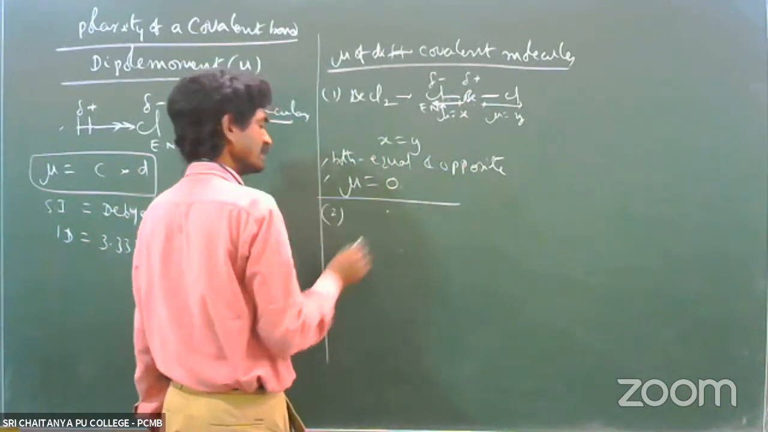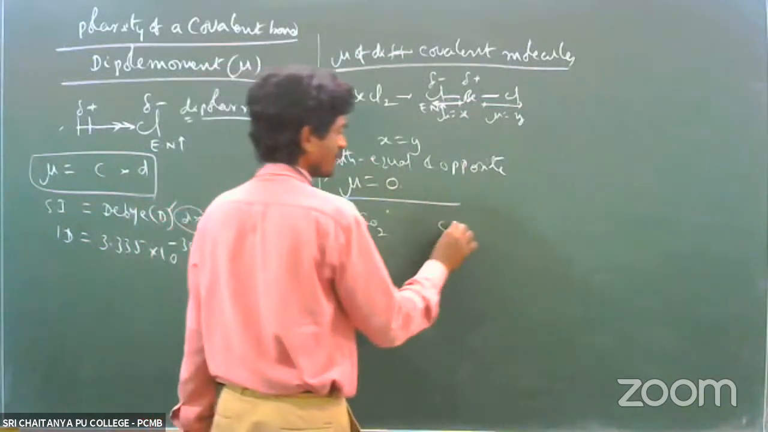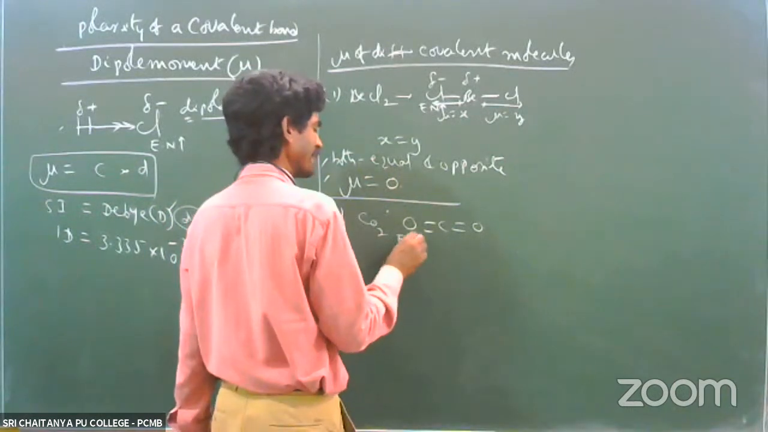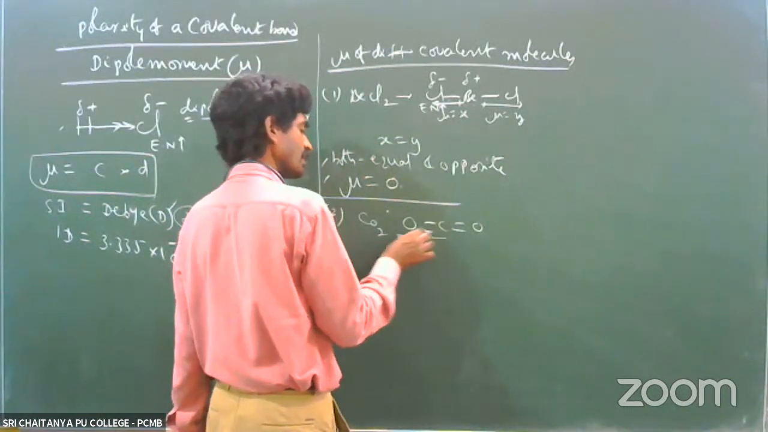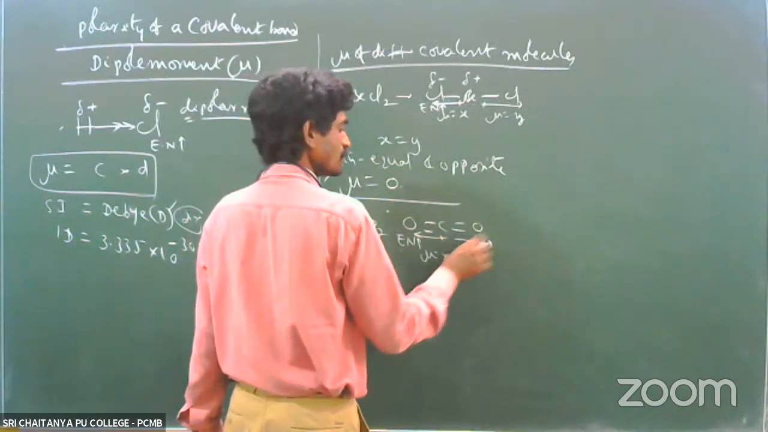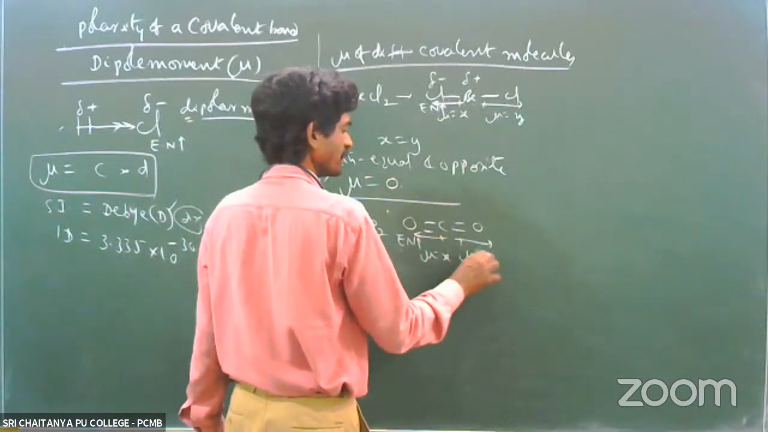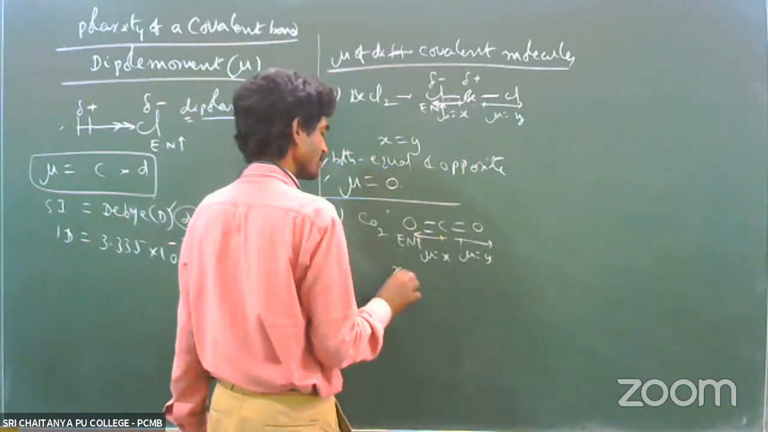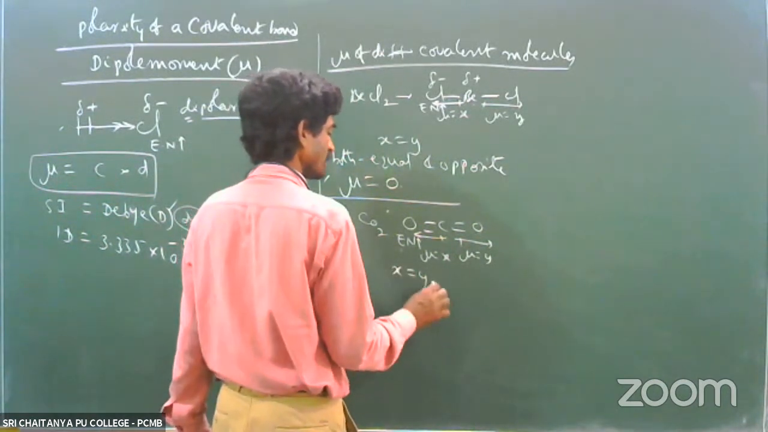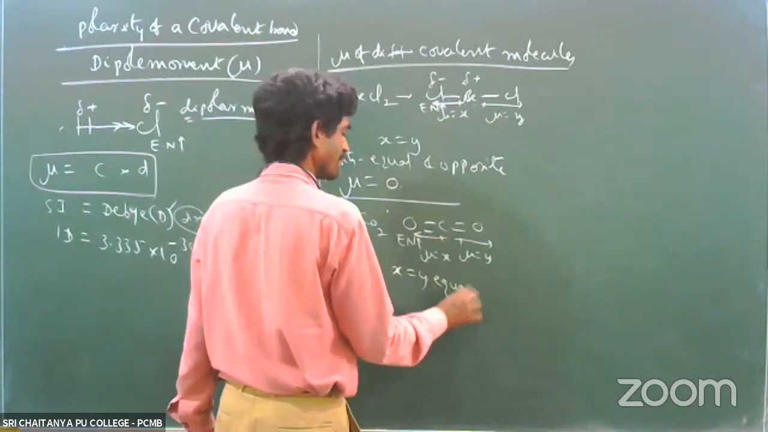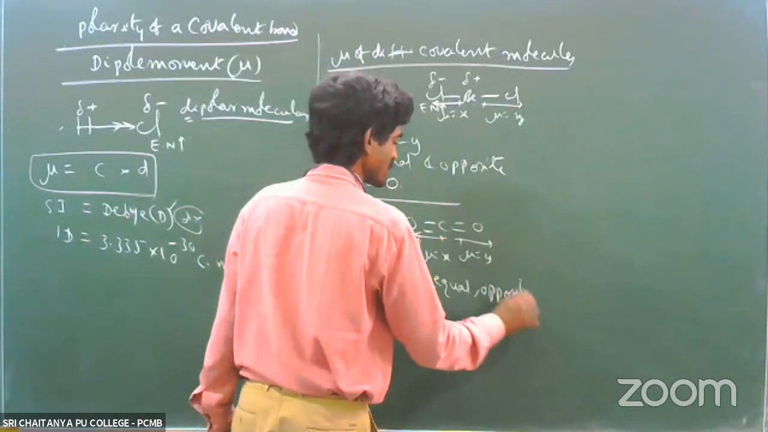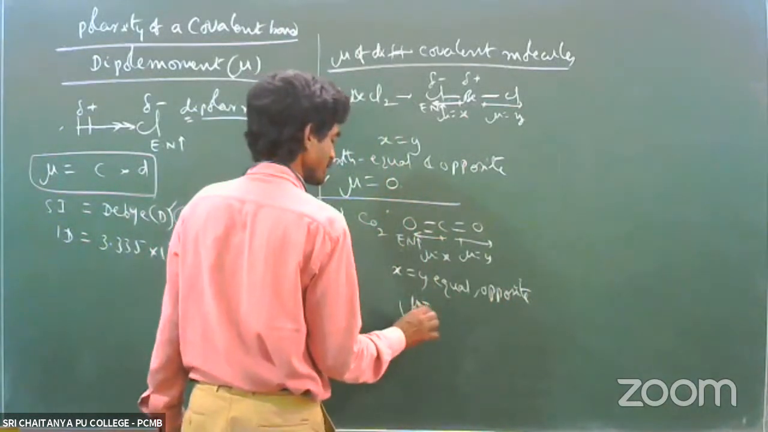Next, take for example the carbon dioxide molecule. In carbon dioxide, a carbon-oxygen double bond is present. Here, oxygen is more electronegative, so the electron cloud moves towards oxygen. The dipole moment of this bond is some x, and towards the other oxygen, the dipole moment is some y. Then x is equal to y. Both are equal in strength but opposite in direction, so they cancel each other. The net dipole moment is 0.